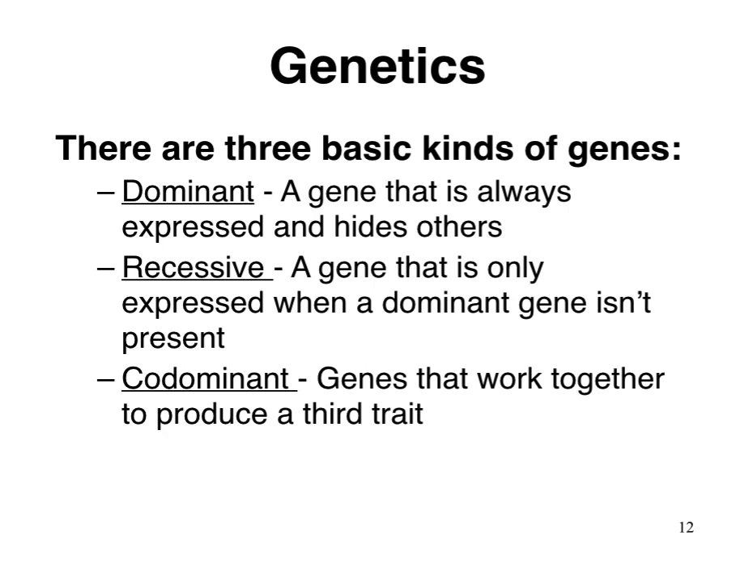In genetics, there are three basic kinds of genes. Dominant, a gene that is always expressed and hides others. Recessive, a gene that's only expressed when a dominant gene isn't present. And codominant, genes that work together to produce a third trait. Don't worry about knowing codominant. We're just going to stick with dominant and recessive.